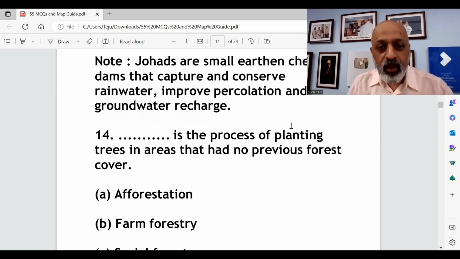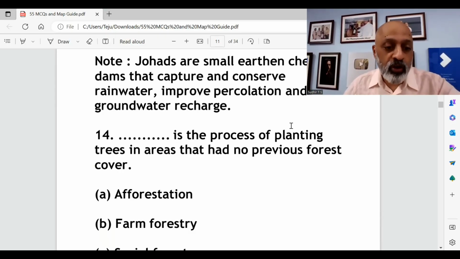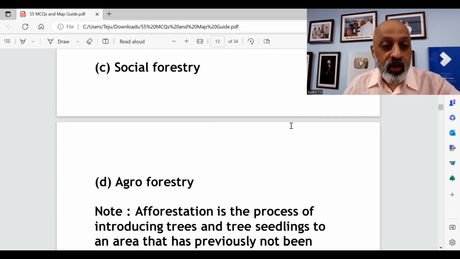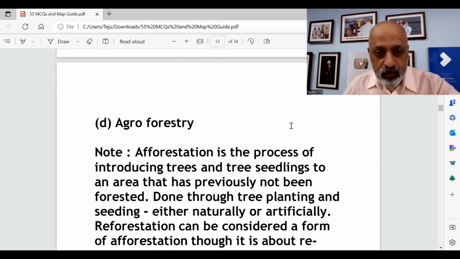Dash is the process of planting trees in areas that had no previous forest cover. Is it afforestation? Is it farm forestry? Is it social forestry? Or is it agroforestry? The correct option is A, afforestation. Afforestation का मतलब क्या है? बताता हूं.